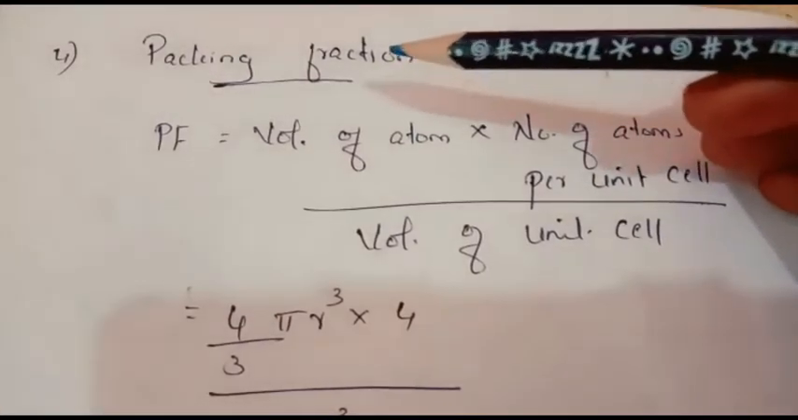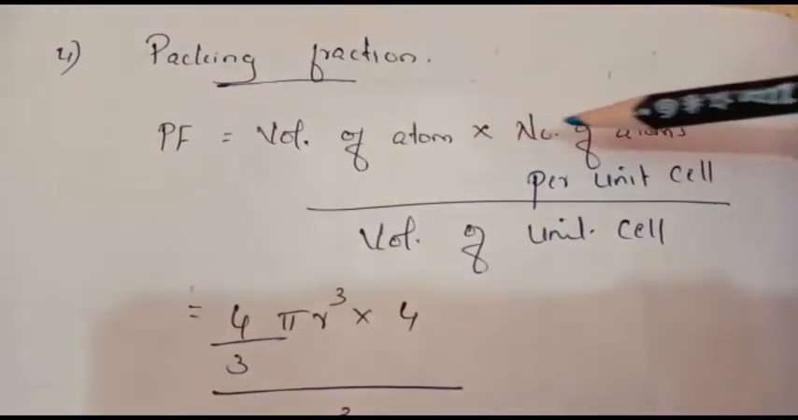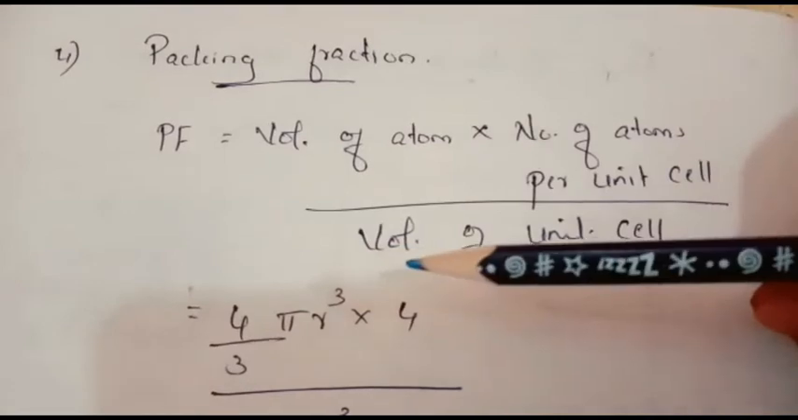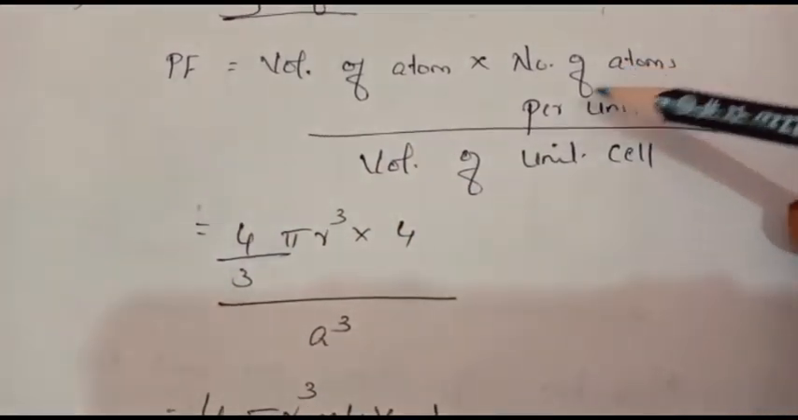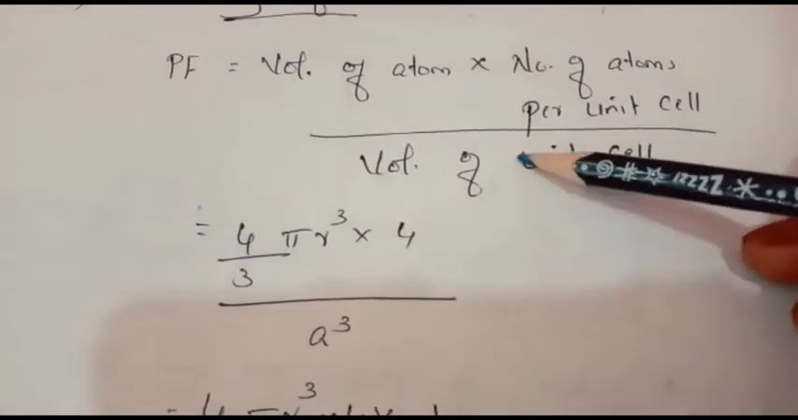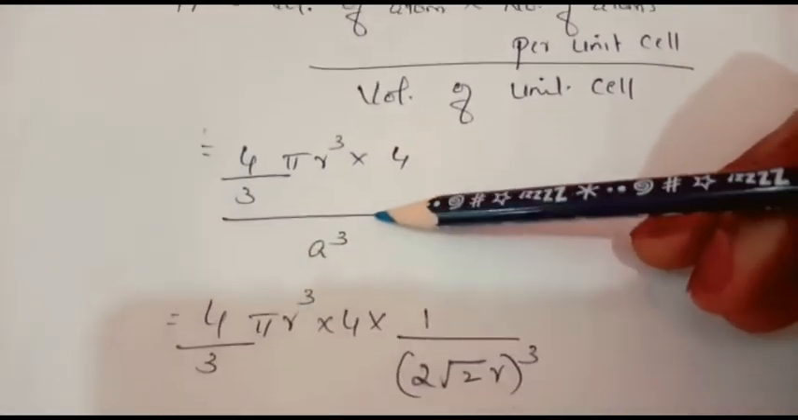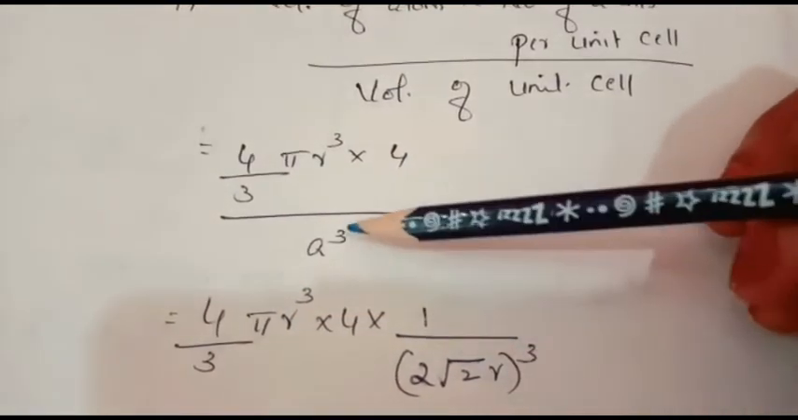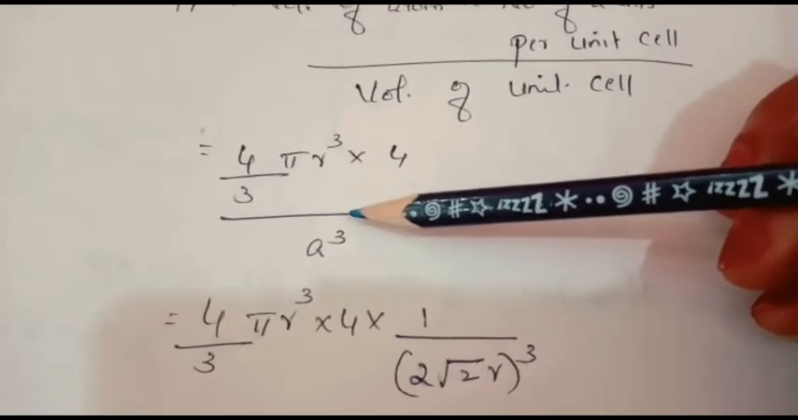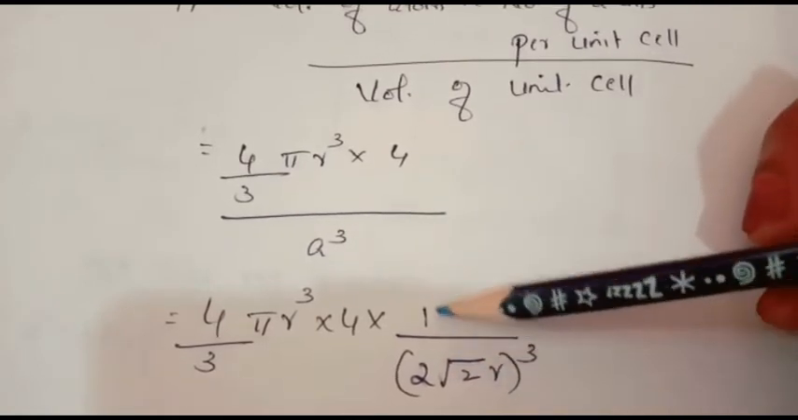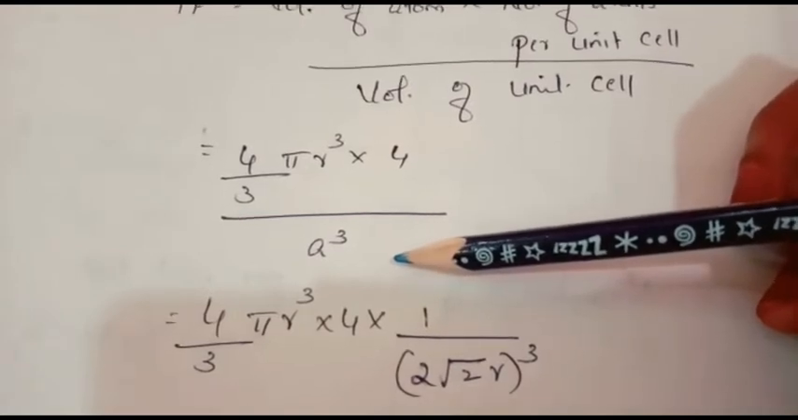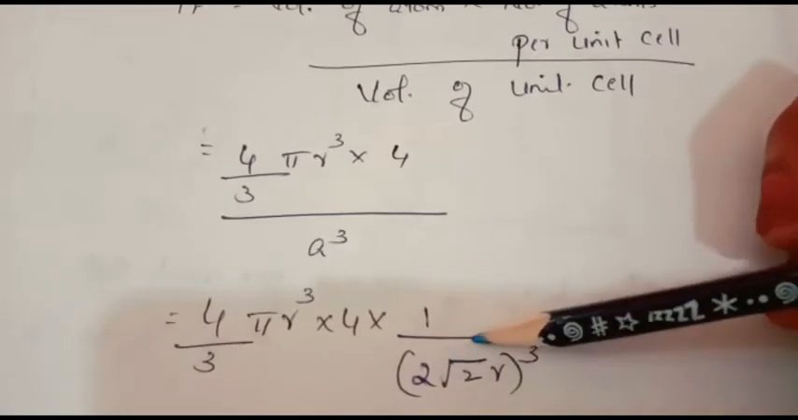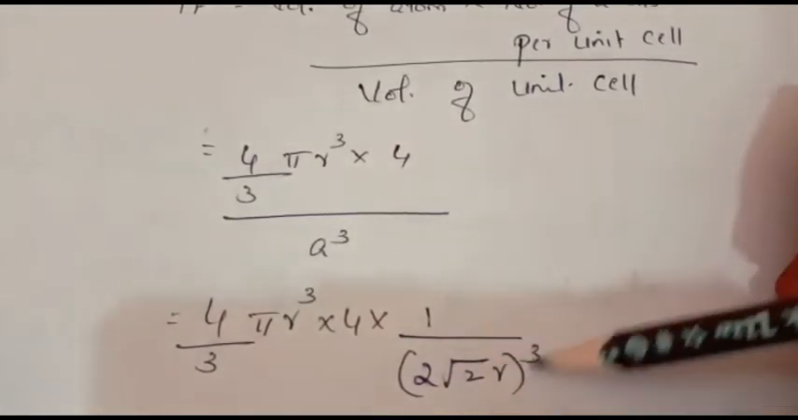Next is packing fraction. We know the formula: volume of atom multiplied by number of atoms per unit cell divided by volume of unit cell. Volume of atom is 4 by 3 pi r cube, multiplied by number of atoms per unit cell in face-centered cube, which is 4. Then volume of unit cell is a cube. So substitute the values here. 4 by 3 pi r cube multiplied by 4, divided by a cube. What is the value of a? a equals 2 root 2 multiplied by r. We already discussed the value of r is a by 2 root 2. So a is 2 root 2 multiplied by r, all raised to 3.